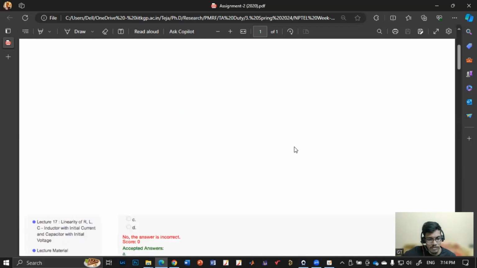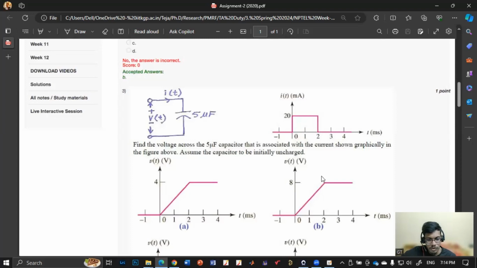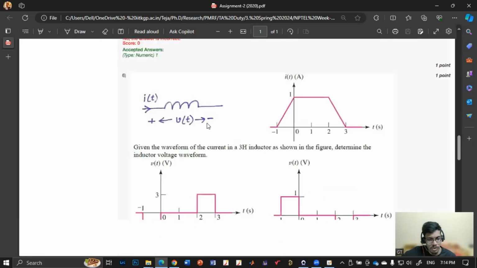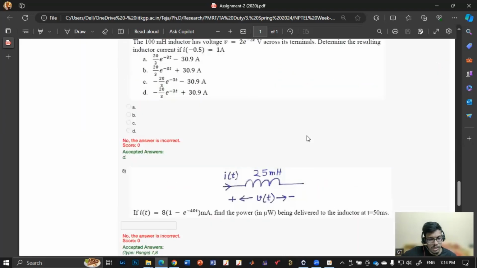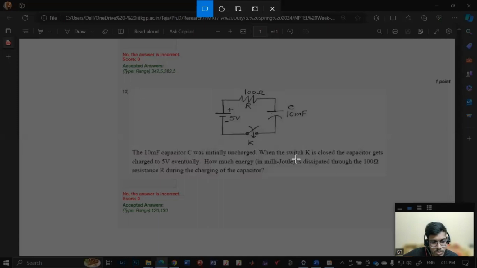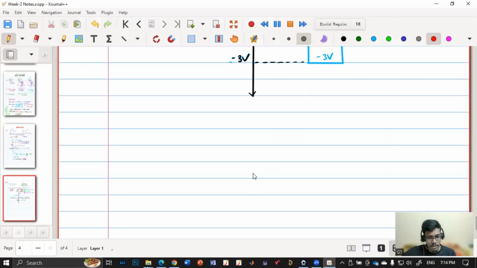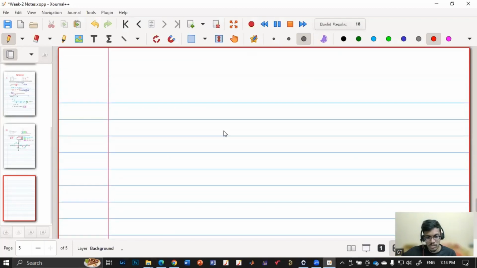So in the first problem, we got to know how to get the voltage current waveform correlation in the capacitor, and then we have gone to the inductor. So yeah, let me check which other thing is good. Yeah, this is another good question. We can solve this question. So let me just take a screenshot of this question. We'll come back here. We'll go to a new page.